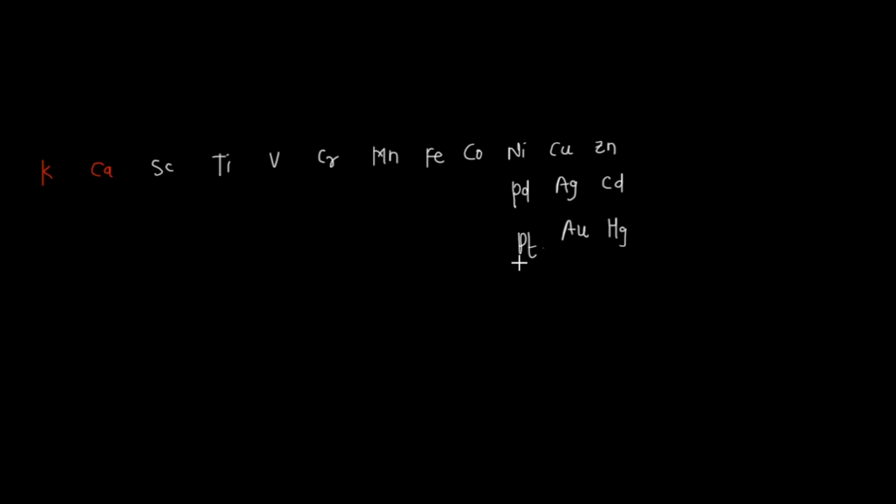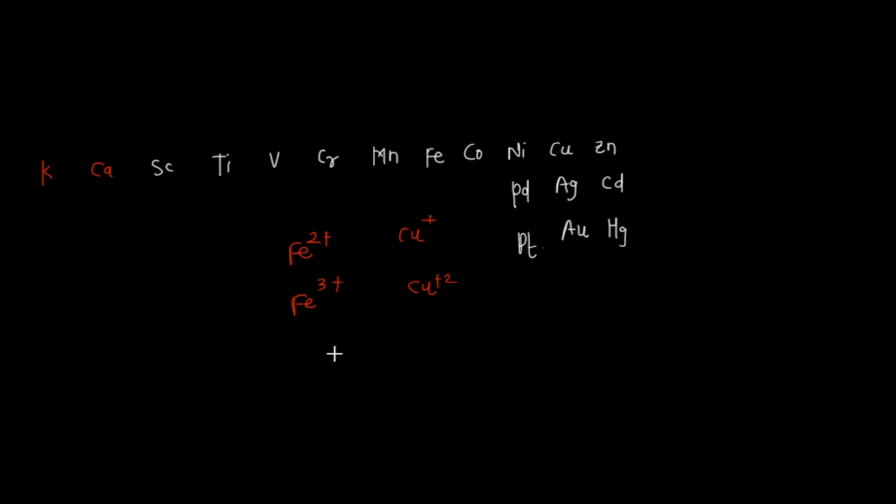For example, iron can form ions with +2 charge, Fe+2, or it can also form Fe+3. This ion is called the ferrous ion and this ion is called the ferric ion. Next, copper can also form cuprous ion and cupric ion. So these transition metals have variable oxidation state.